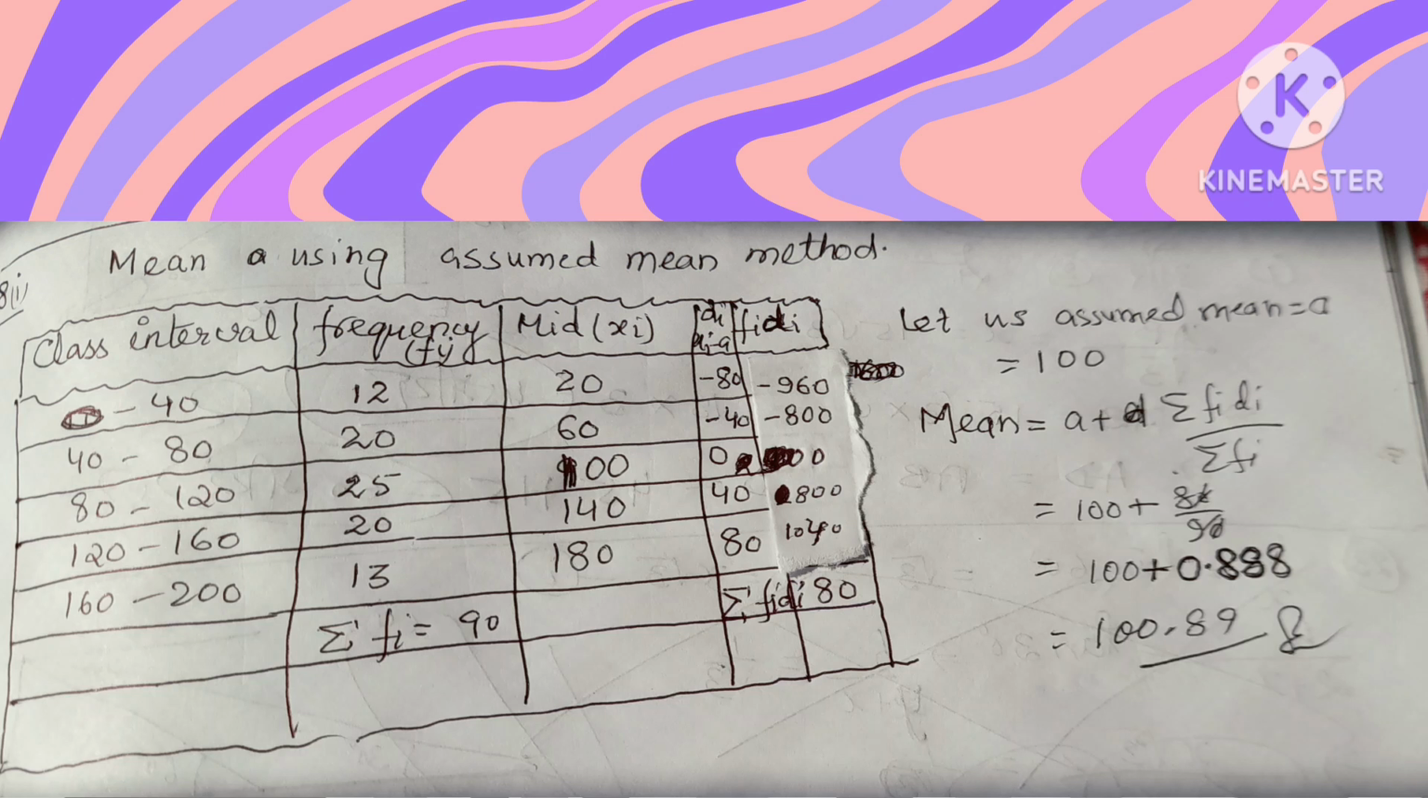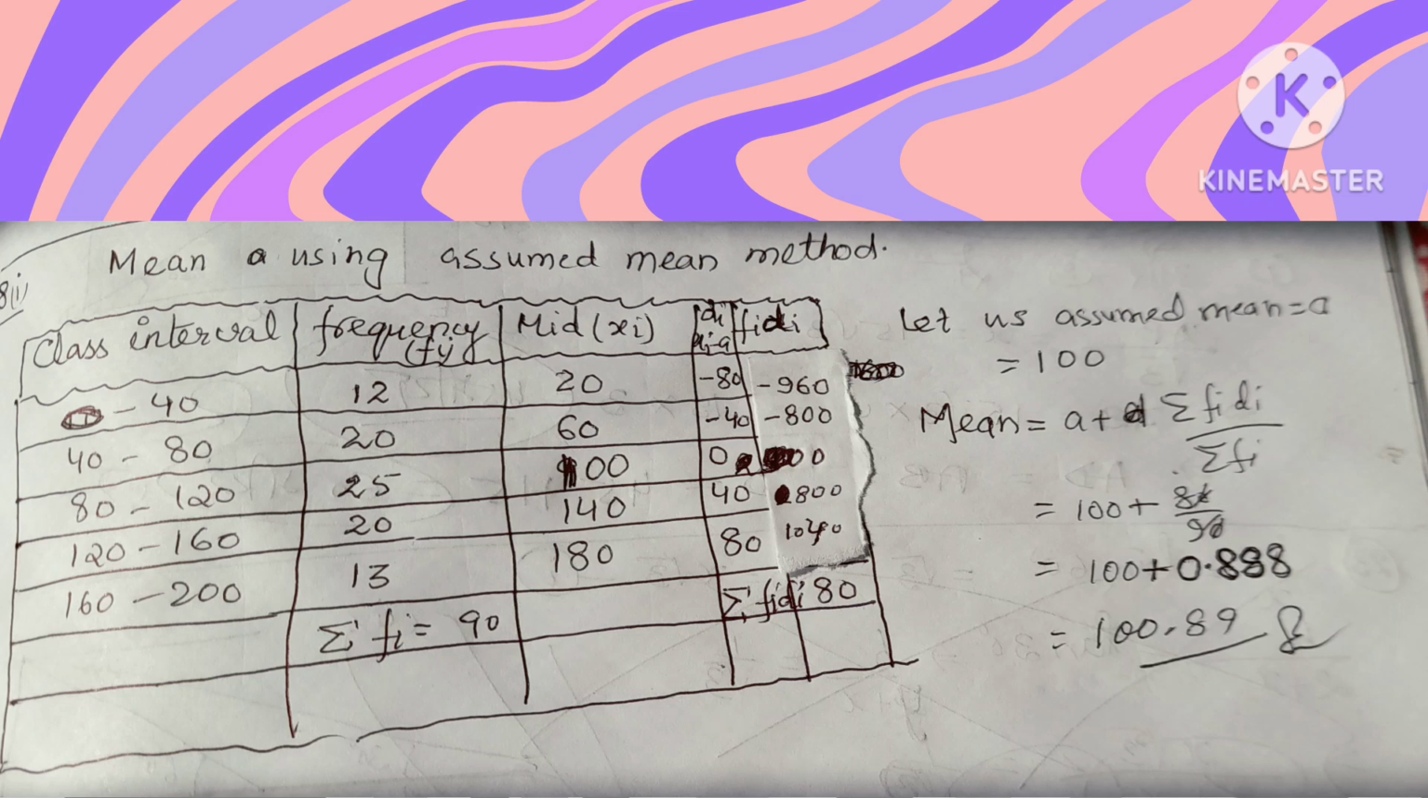After that, we'll find di, that is the deviation, xi minus a: minus 80, minus 40, 0, 40, 80. Then we'll multiply fi into di, and then we get the summation of fi di. Summation of fi is also calculated. Summation of fi is equal to 90. Summation of fi di is equal to 80. You can also calculate in your copy.